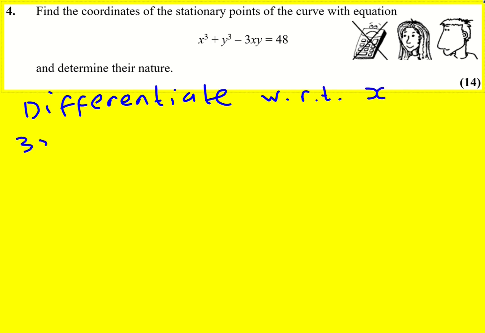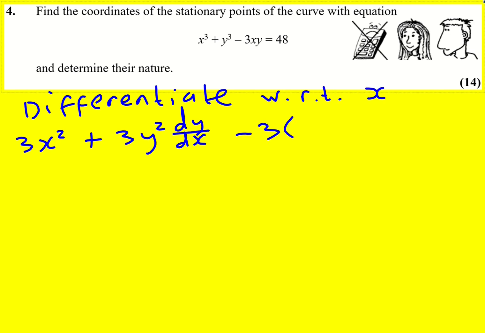That will give me 3x squared plus 3y squared dy by dx. You should know how to differentiate when you have a y in there. And now we've got to use the product rule.